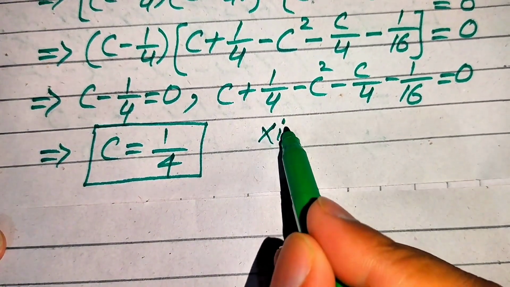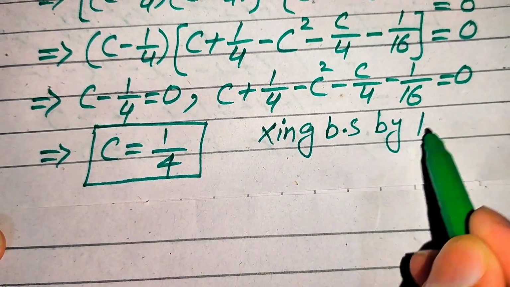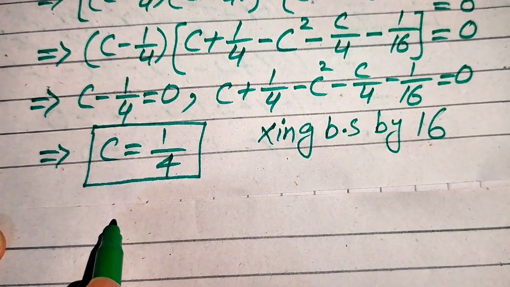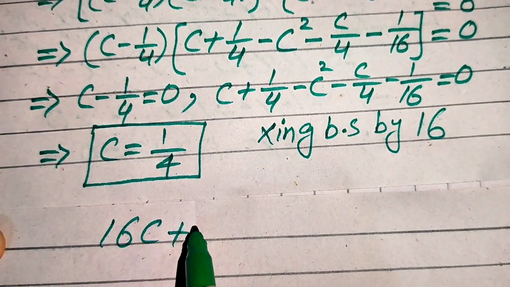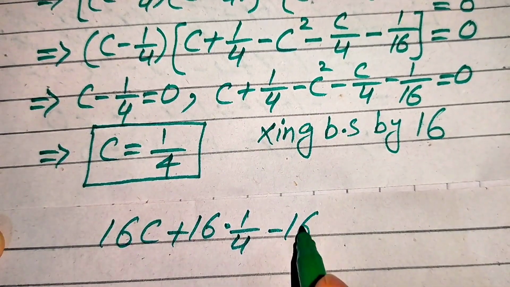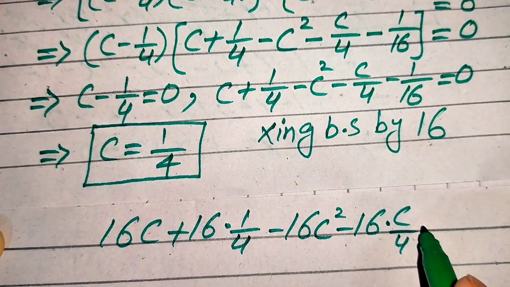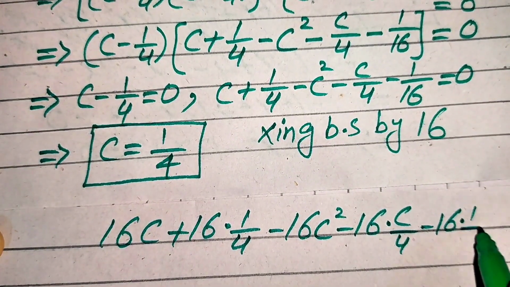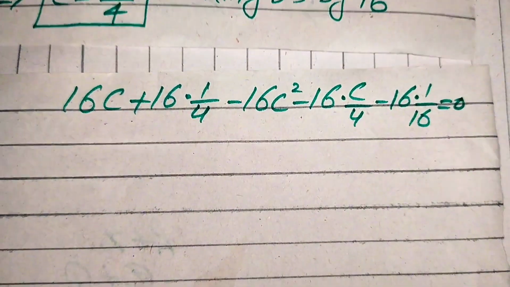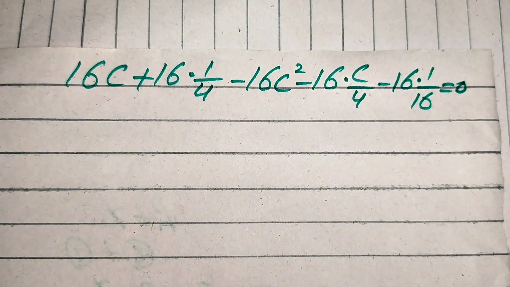So in order to remove these fractions, we will multiply both sides by 16. When we multiply both sides by 16 on each of these terms, it will be written as 16 times c plus 16 multiplied by 1 over 4 minus 16 times c squared minus 16 times c over 4 minus 16 times 1 over 16, and this whole equation equals 0. So here we need to add or subtract the like terms in order to solve this equation.